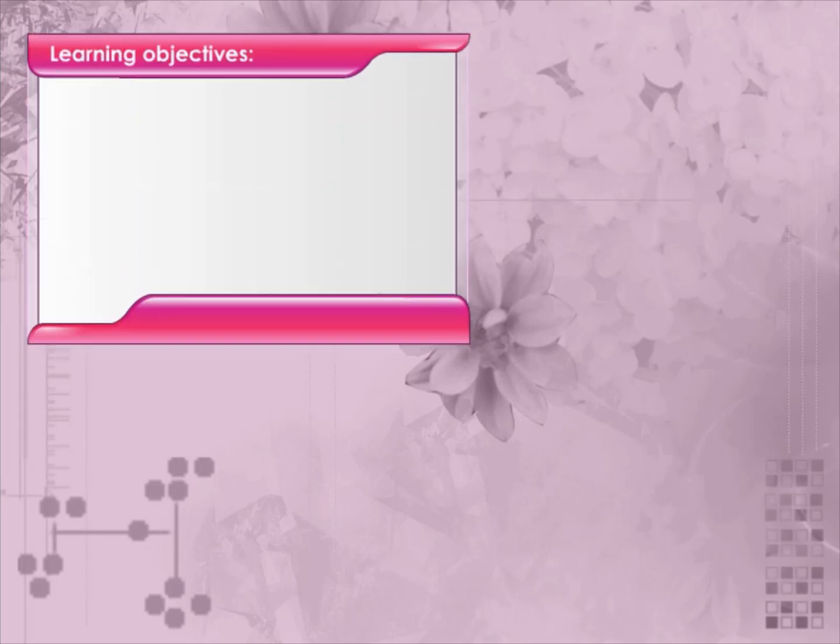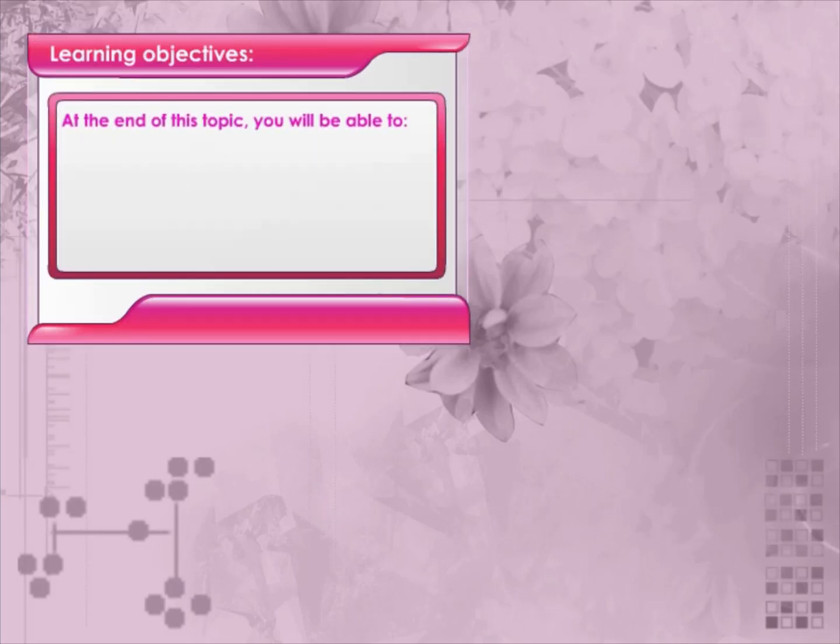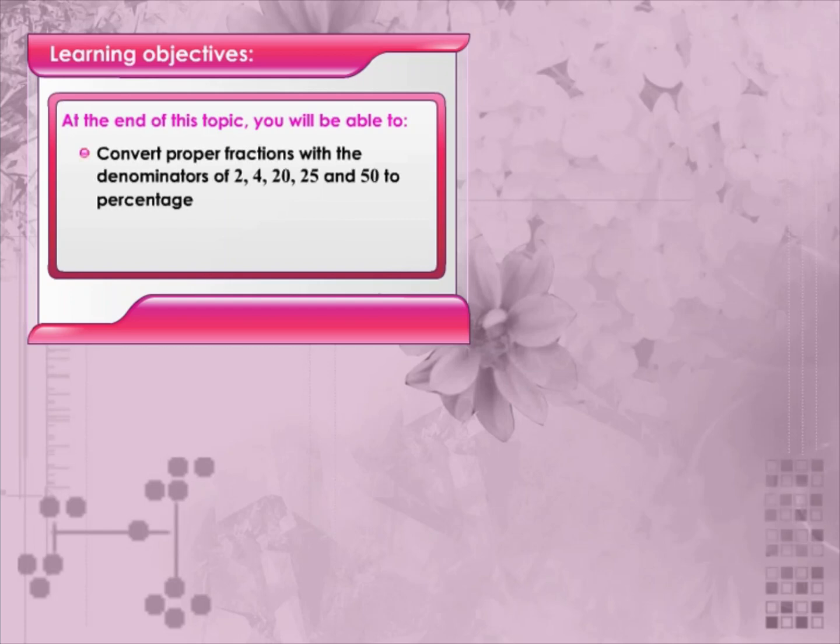Learning objectives. At the end of this topic, you will be able to convert proper fractions with a denominator of 2, 4, 20, 25 and 50 to percentage.